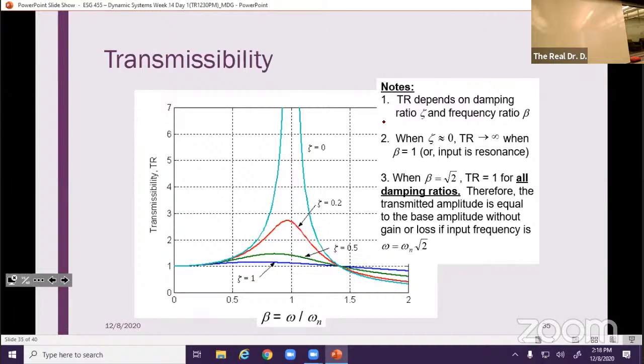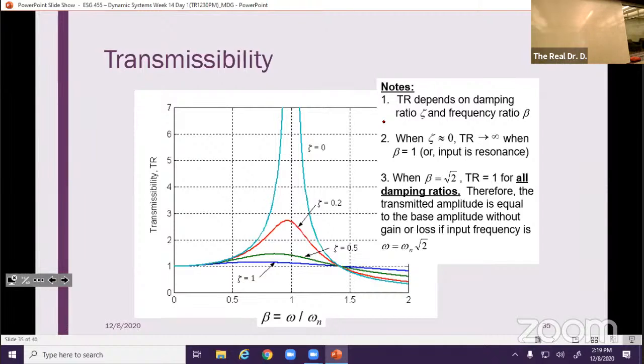This is why mechanical and biomedical engineers don't like to operate near natural frequency. This is also why electrical engineers like to operate near natural frequency, because in certain electrical applications, having that much amplification is advantageous, right? In a mechanical system, it is not. Causes problems. But anyway, right?